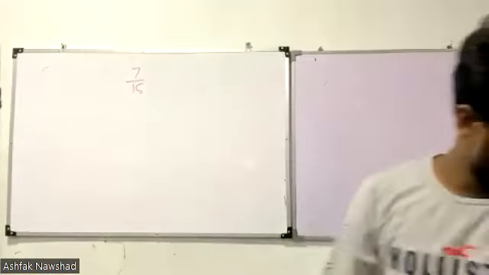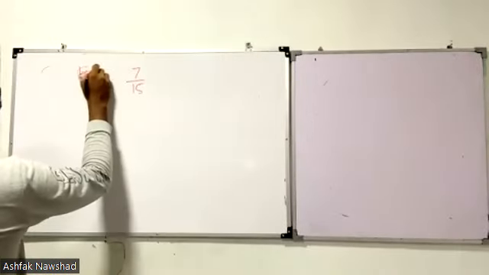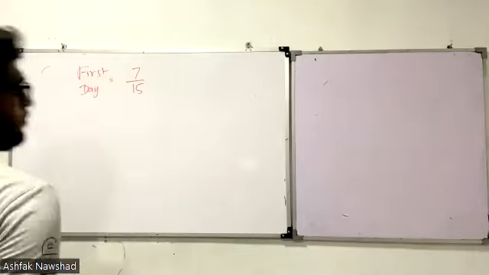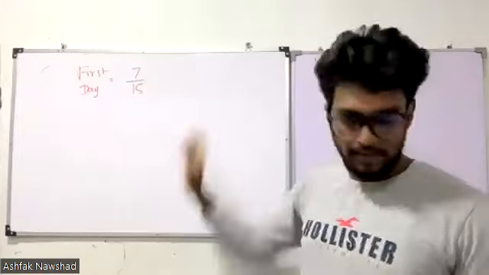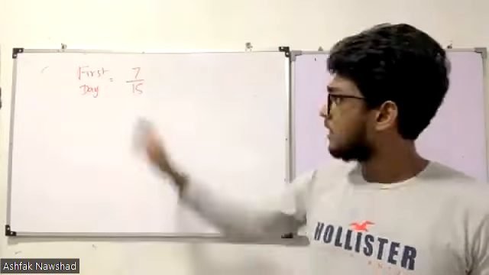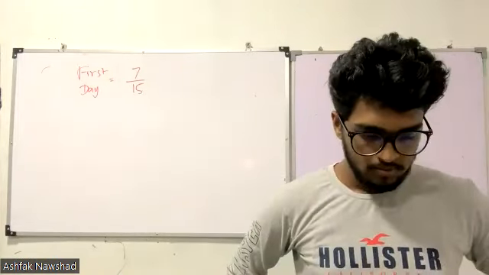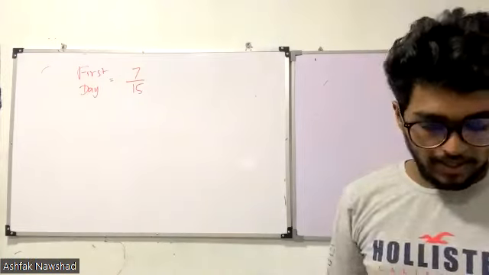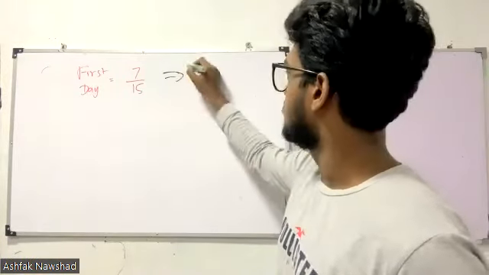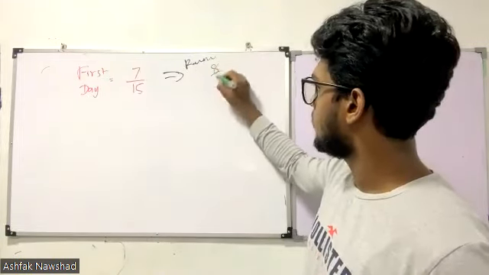7 out of 15. This is 7 out of 15 of the total length of a drain was dug on the first day. So let me make things clear. Even if they don't ask for the remaining amount, you just find the remaining amount. What's the remaining amount? So 7 out of 15 is here. What's remaining to be done? 8 out of 15, right? So remaining is 8 out of 15. In the first day, they dug 7 out of 15, and what remains is 8 out of 15.